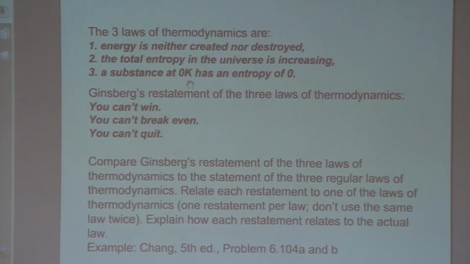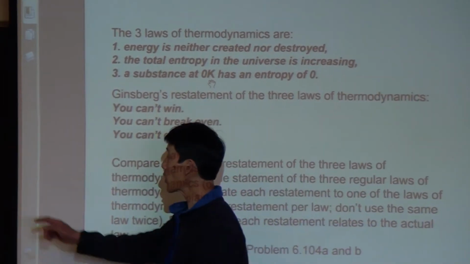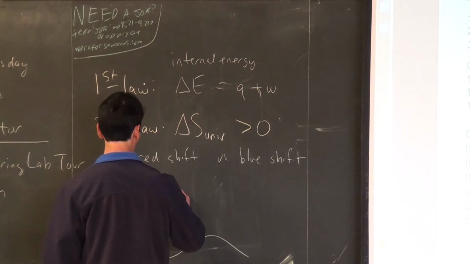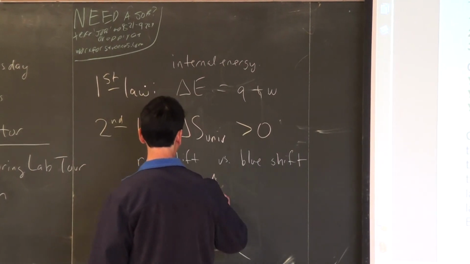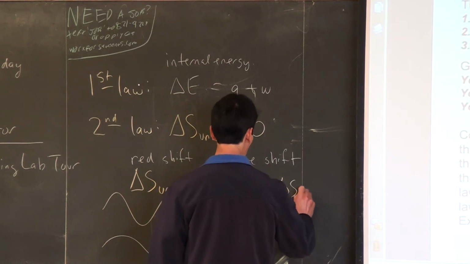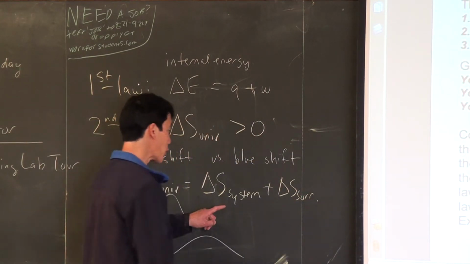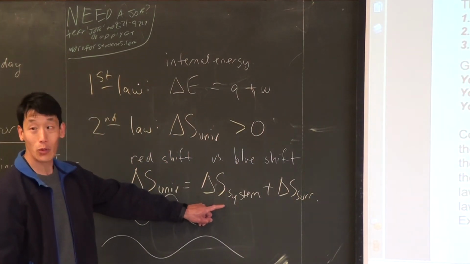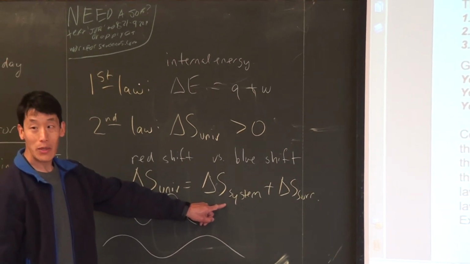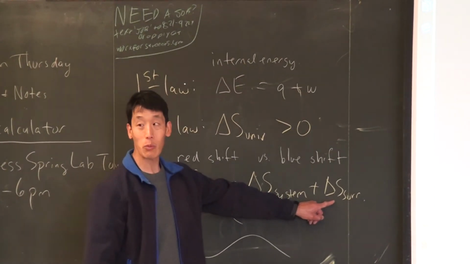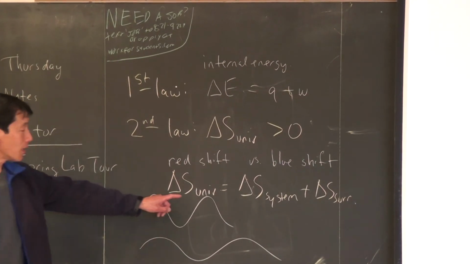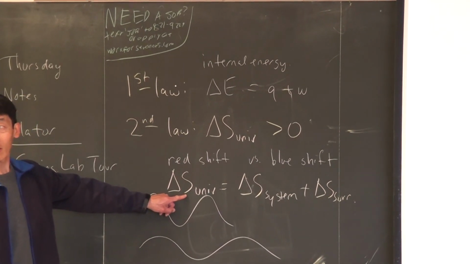Yeah, because really, the form of this one is that delta S of the universe is equal to delta S of the system, which you're studying, plus delta S of the surroundings. So for example, if you're looking at a chemical reaction or a physical process in which delta S is less than 0, that means that delta S of the surroundings must be greater than 0 because delta S of the universe should be increasing.